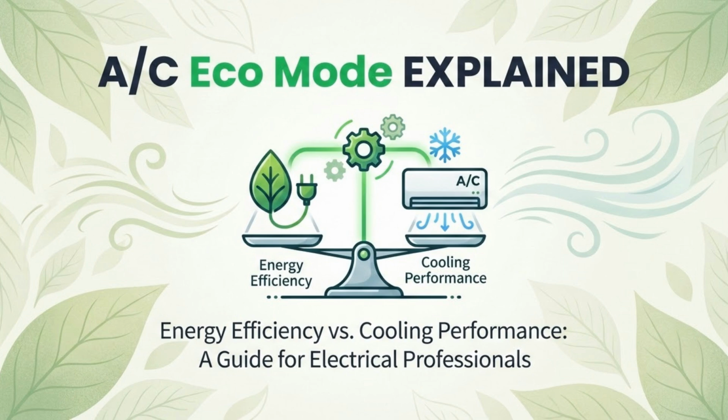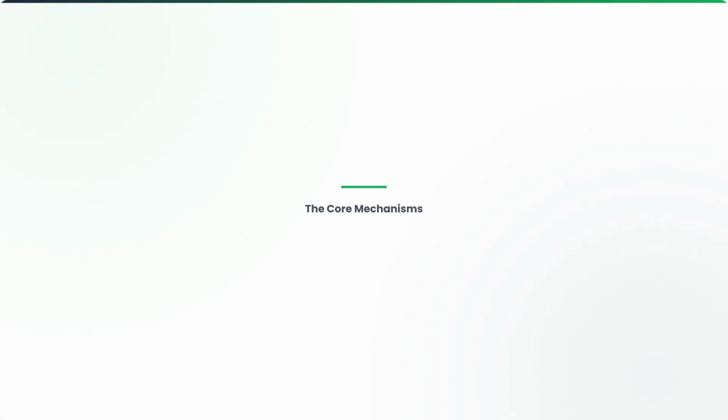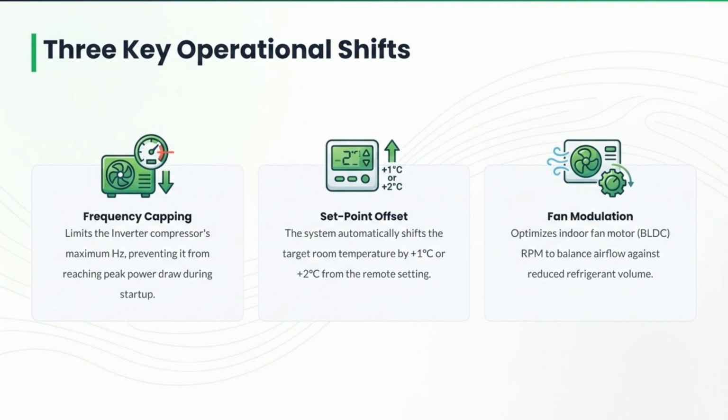Welcome to this video, a guide for electrical professionals explaining the trade-off between energy efficiency and cooling performance in AC Eco Mode. We will examine the core mechanisms of Eco Mode, focusing on how the printed circuit board manages compressor frequency and thermostat set points for optimized performance. Eco Mode achieves efficiency through three key operational shifts: frequency capping, set point offset, and fan modulation.